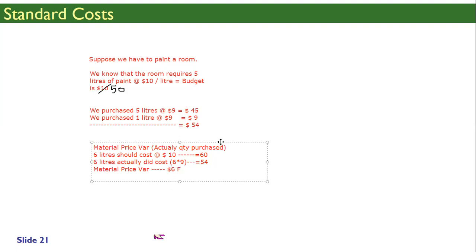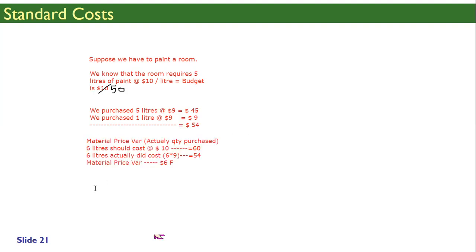Now, the second thing we need to do is the material usage variance. The second variance we need to calculate is the material usage variance.